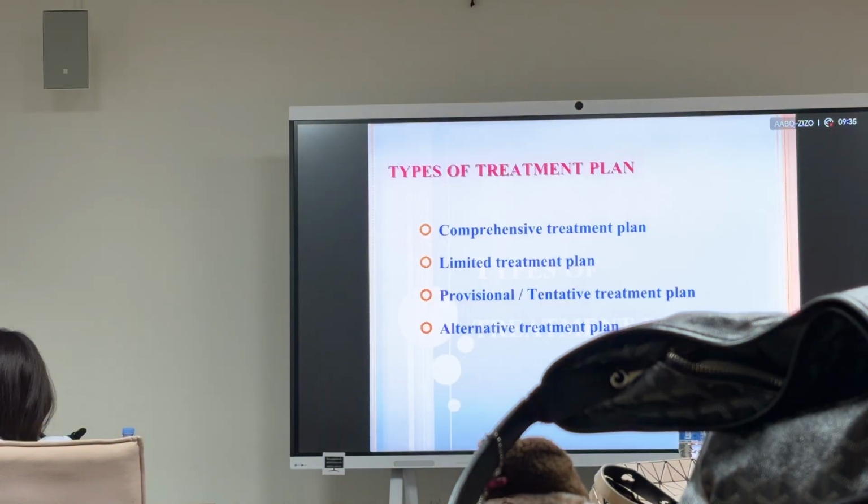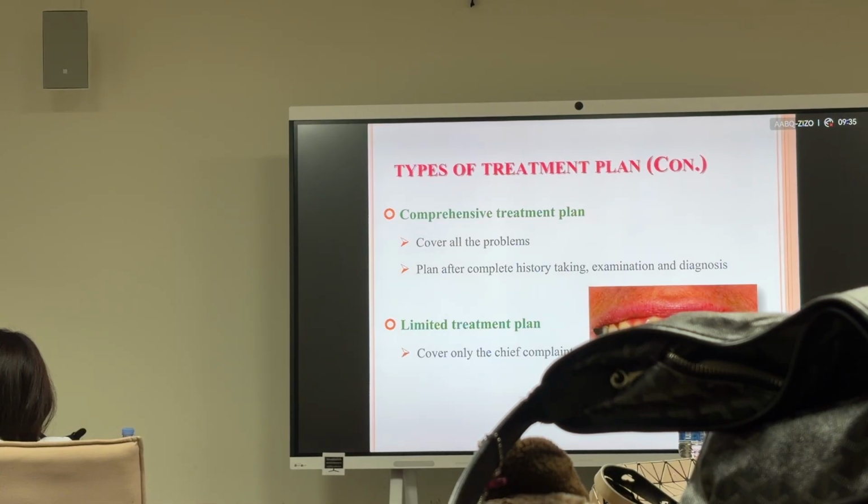Type of treatment plan. There are many types. For example, comprehensive treatment plan, limited treatment plan, provisional or tentative treatment plan, and alternative treatment plan. Comprehensive treatment plan or complete treatment plan covers all the problems, planned after complete history taking, examination, and diagnosis. The limited treatment plan covers only the chief complaint.